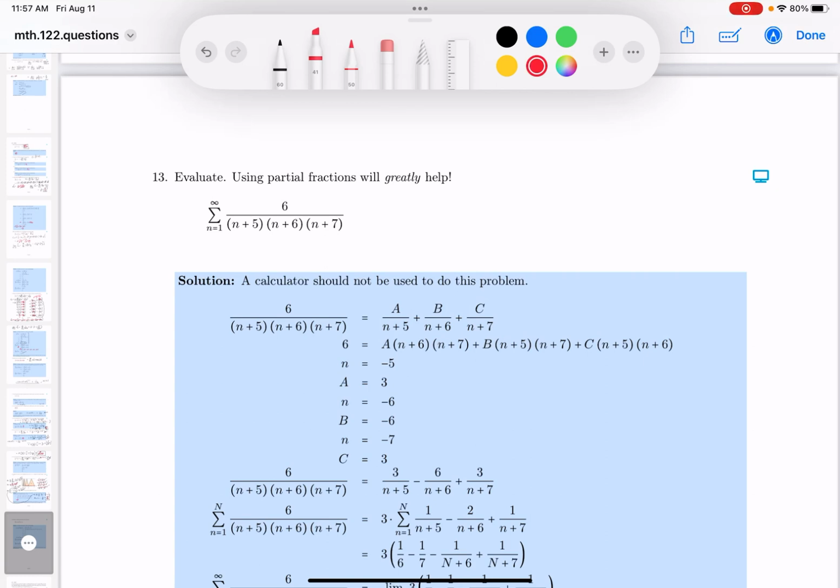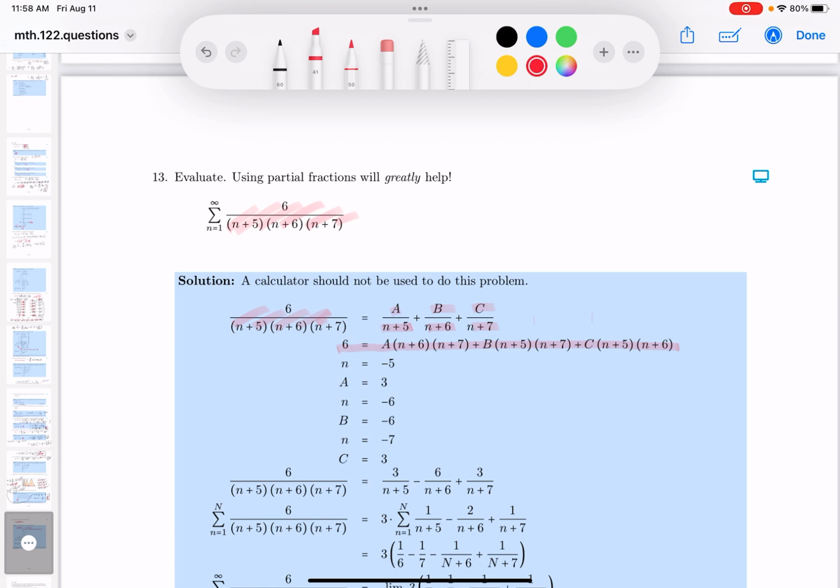Okay, so I'm going to partially go through the key, and then we'll talk about what you do. But the first thing is realize that you use partial fractions on this guy over here. What does that mean? The linear factors, fairly simple to do. Multiply both sides by the LCD. You're going to get this over here. Let me just check that. (n + 6)(n + 7), (n + 5)(n + 7), (n + 5)(n + 6).